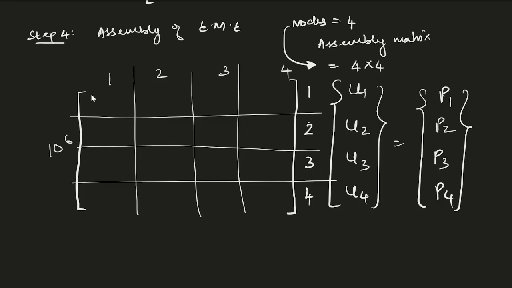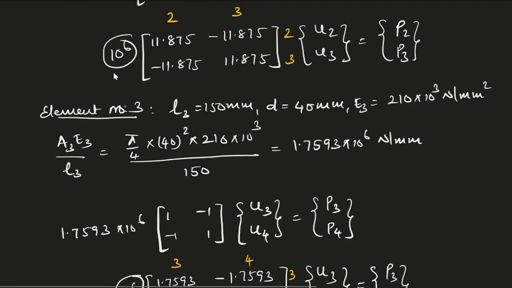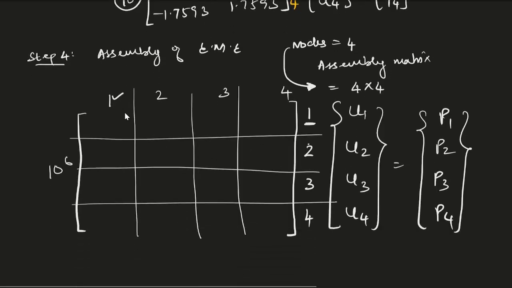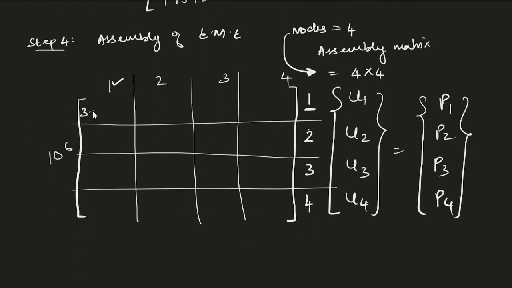Now how do you fill these boxes? It's very simple. First start with the first row, first column. Again we have to look for the numbering which we have used in the element matrix equation. If you see, this is our first row and this is our first column. The value is 3.9584. And again, we have to complete the entire first row.